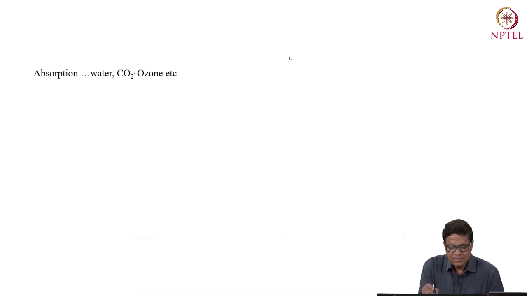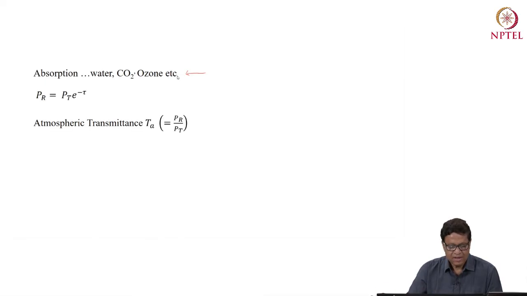So absorption, because in the atmosphere you have water molecules or carbon dioxide or ozone, so they basically absorb the light. So the light which is received, the intensity or the power, gets reduced because there is absorption. Let us also now understand how we can model the light traveling from transmitter to receiver.